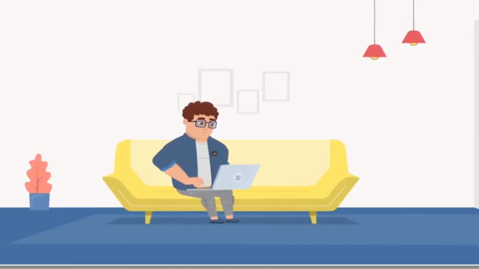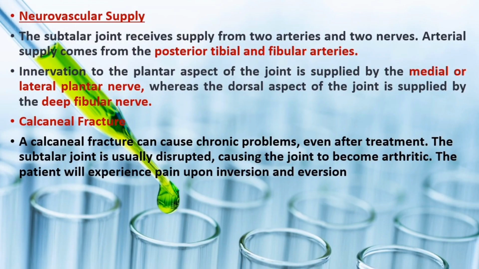Neurovascular supply. The subtalar joint receives supply from two arteries and two nerves. Arterial supply comes from the posterior tibial and fibular arteries. Innervation to the plantar aspect of the joint is supplied by the medial or lateral plantar nerve, whereas the dorsal aspect of the joint is supplied by the deep fibular nerve.